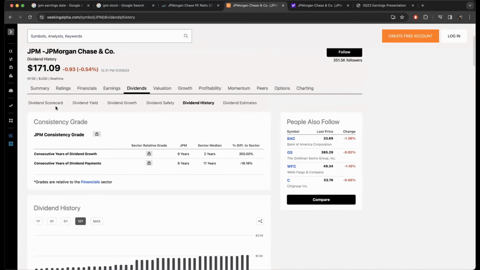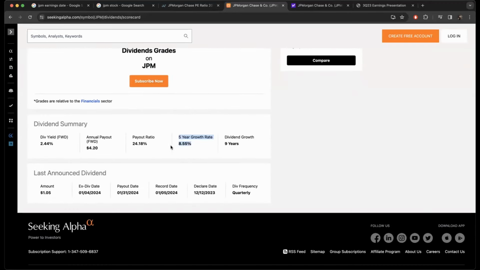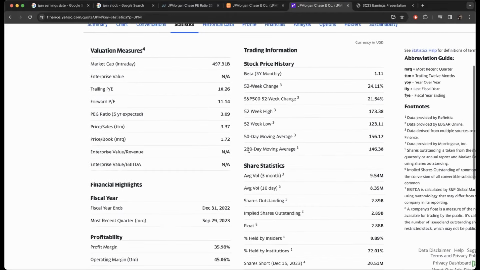As it stands, if we take a look at the dividend scorecard over the last 5 years, we're talking about an 8.55% dividend growth, which is still absolutely astounding. Nothing to complain about there. And what I really want you to pay attention to here is the payout ratio, because if we go on to Yahoo Finance, there are a few things that I like to look at in the statistics.